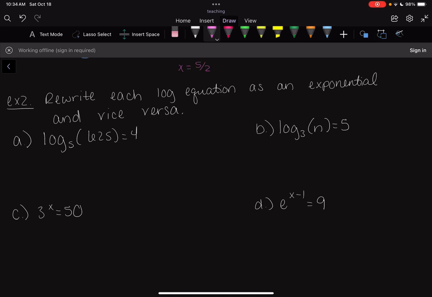But this first one is saying log base 5 of 625 is 4. So my base is 5. Logs are equal to exponents, so my exponent is 4. And this equals 625. So that's all I'm looking for there.